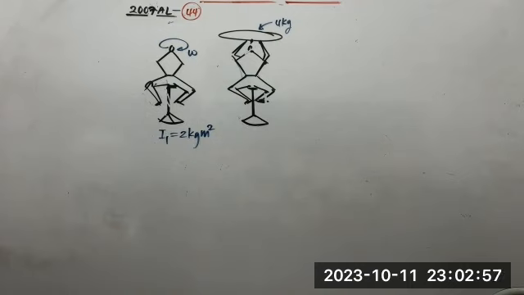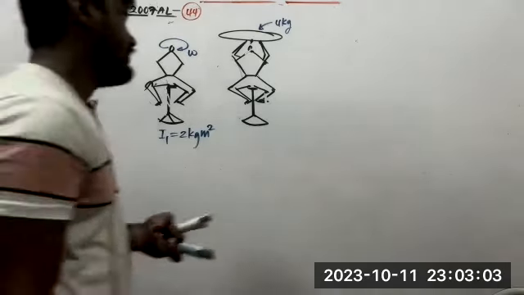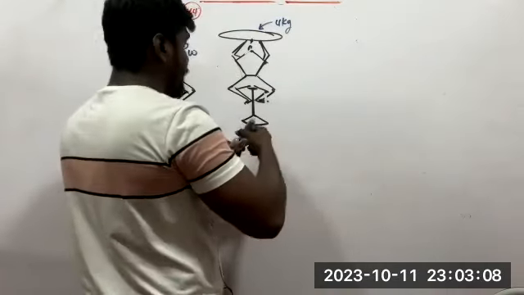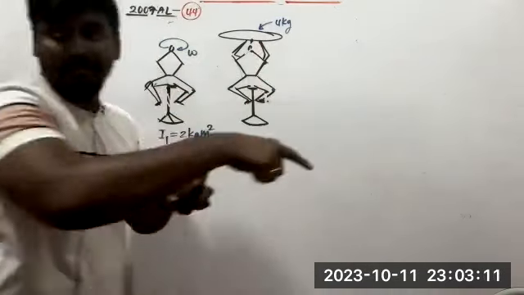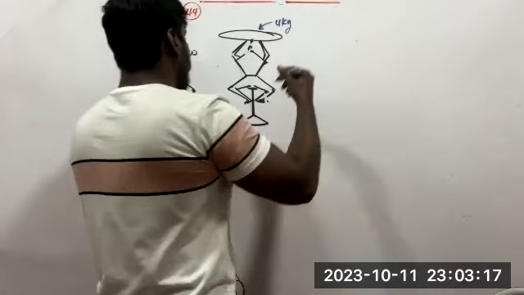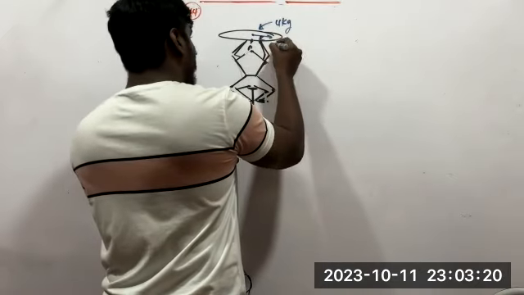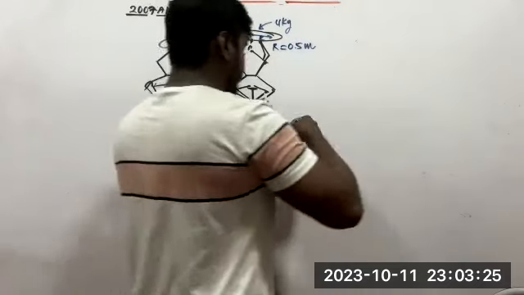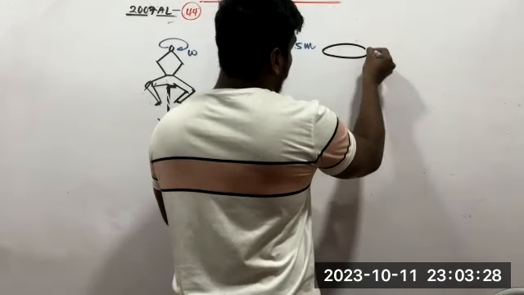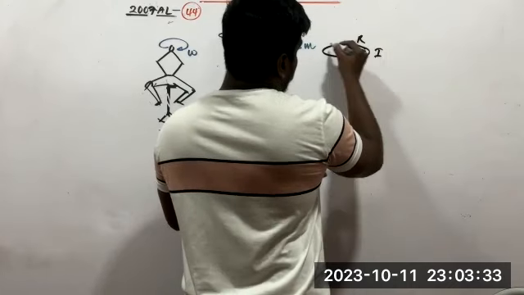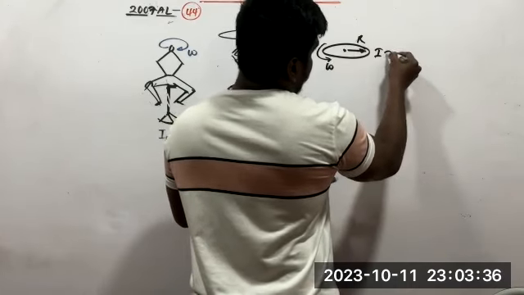It's mr squared. The moment of inertia for a ring is mr squared, not half mr squared. The mass is 4 kilogram and the diameter is given as 1 meter. Then the radius of the ring is 0.5 meters. Moment of inertia of a ring, mr squared.